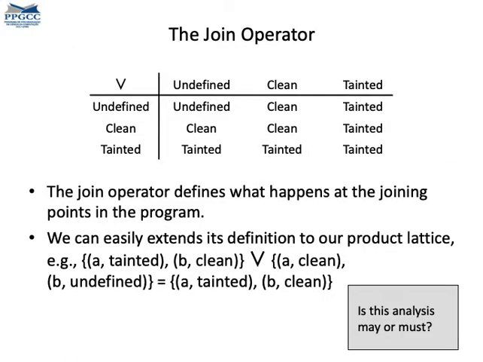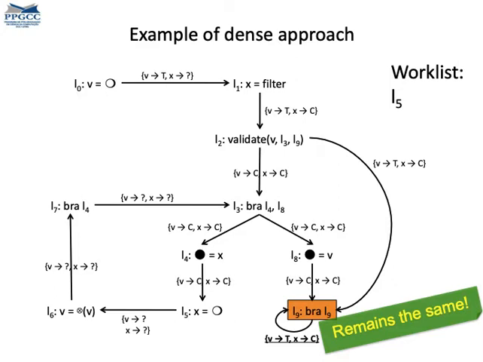We have to look into the lattice. We have this table to define the join operator. So if tainted collides with clean, the result's tainted, for instance. In this case, we have V as clean coming from L8 and V as tainted coming from L2. The result's tainted, V in the output of L9. But V was already tainted, so nothing changes, and we don't have to put L9 back in the work list.